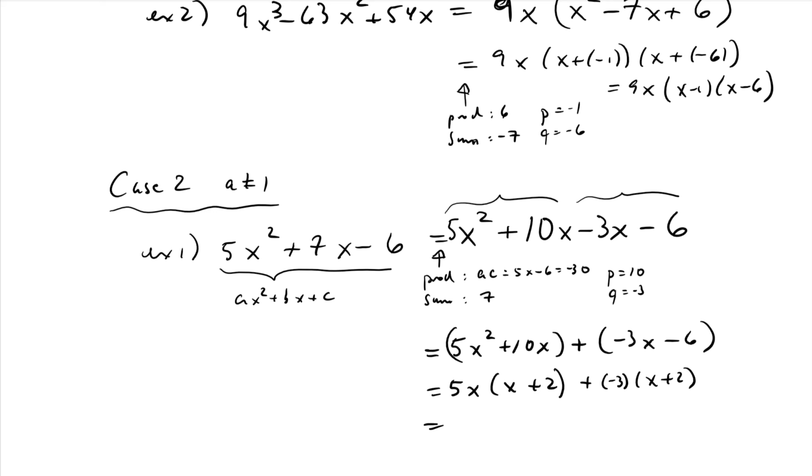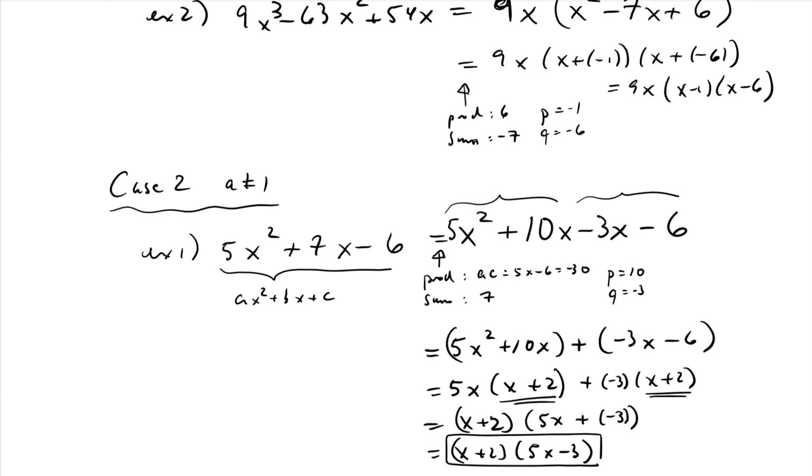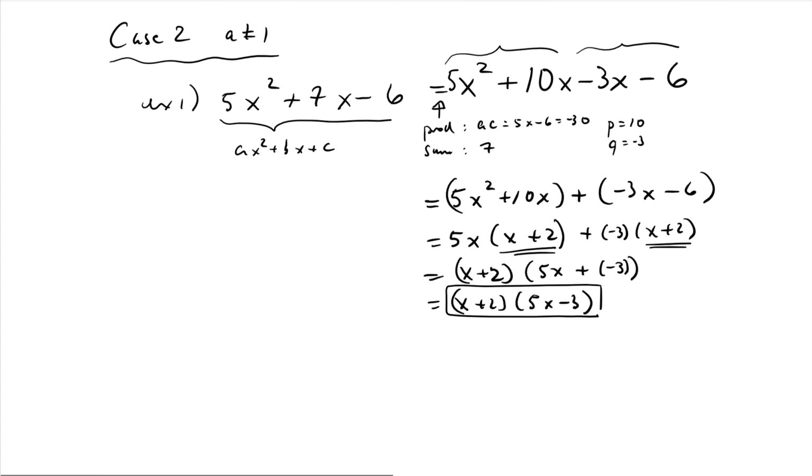So overall, what do I get? I get (x plus 2). See this x plus 2, that's a common factor. So I'm going to factor that. What's left is 5x plus minus 3. In other words, it's (x plus 2) times (5x minus 3). And that's my final answer. If I remultiply this, I should end up with the original polynomial. You can see now if I multiply 5x with x, I'm going to get 5x squared. So at least it's a good start. Okay.